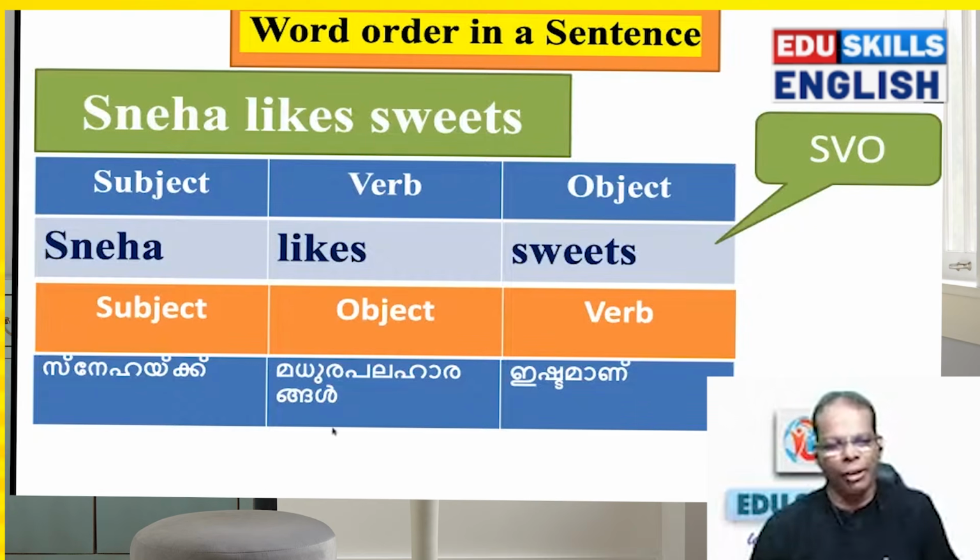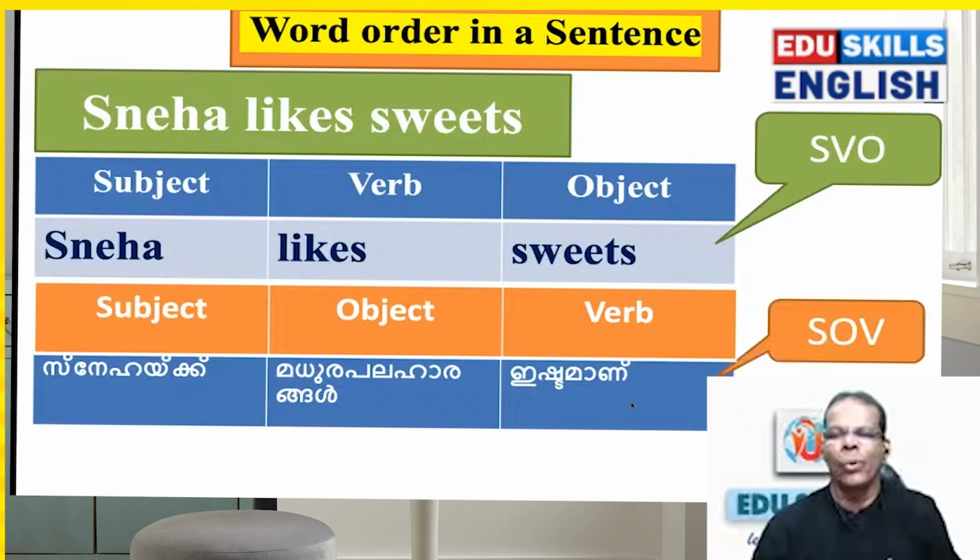Now, if you know Malayalam, Snehike Madhura Palaharam Ishtamana. Sneha sweets likes. The order is this way. In Malayalam, it sounds like Sneha sweets likes. So, this is known as SOV order.